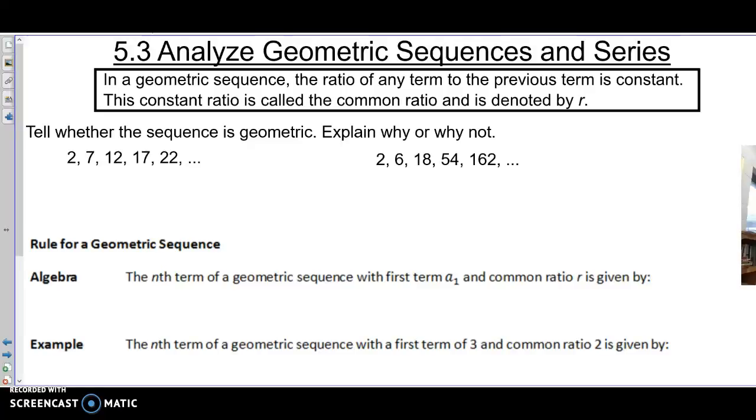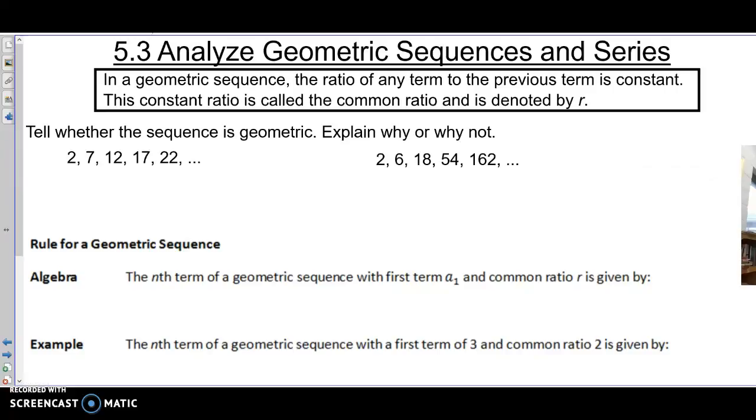Hello, algebra students. In this lesson 3 of Unit 5, we're going to learn how to analyze geometric sequences and series. So, in the previous lesson, we learned about arithmetic sequences and series. And in an arithmetic sequence, we were adding the same thing over and over again. So, repeated addition, we talked about there being a common difference.